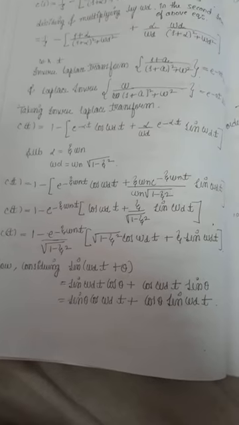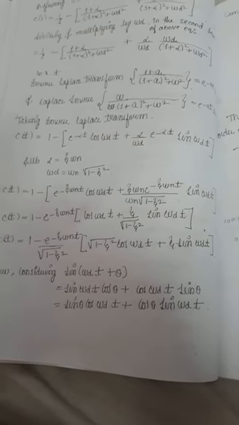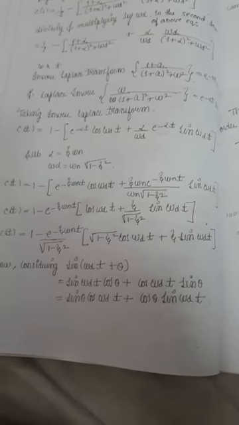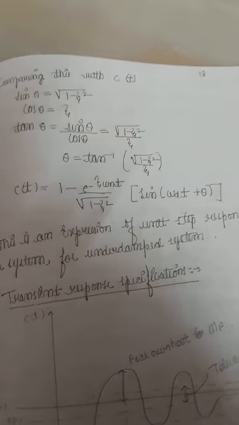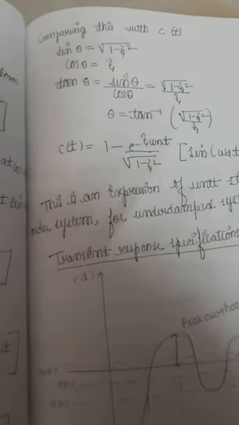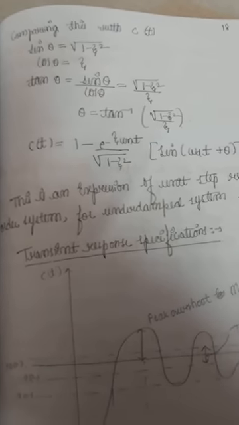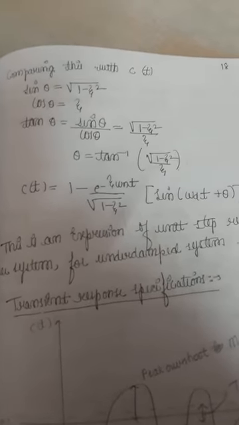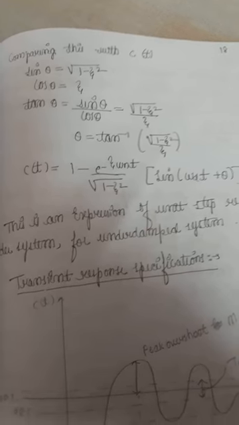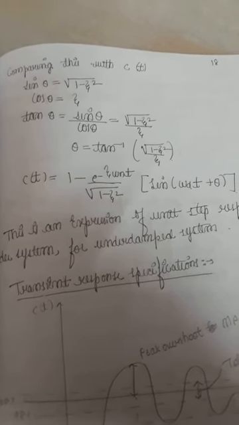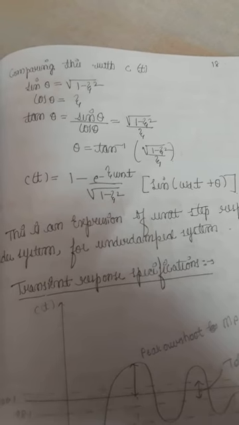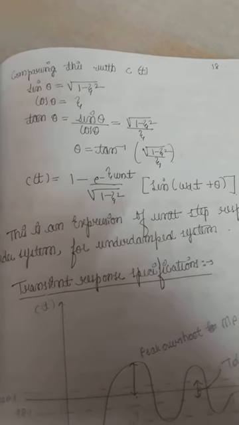But considering sin(ωd t + θ), that is the sin(a + b) formula, if you apply the sin(a + b) formula and compare this equation with c(t), we can write sin θ is equal to √(1 − ζ²) and cos θ is equal to ζ. So in that case tan θ is equal to sin θ by cos θ, that is √(1 − ζ²) by ζ. θ is equal to tan⁻¹ of √(1 − ζ²) divided by ζ.